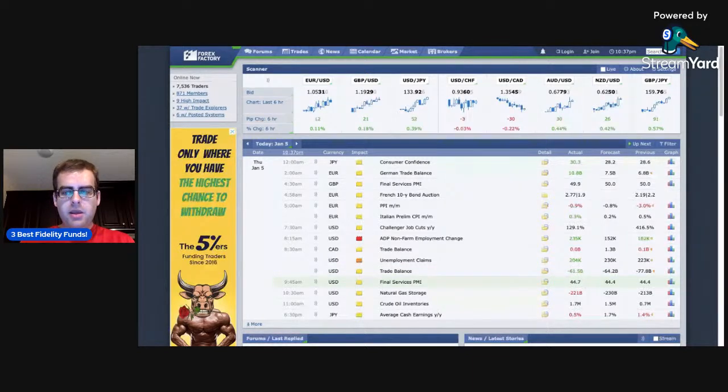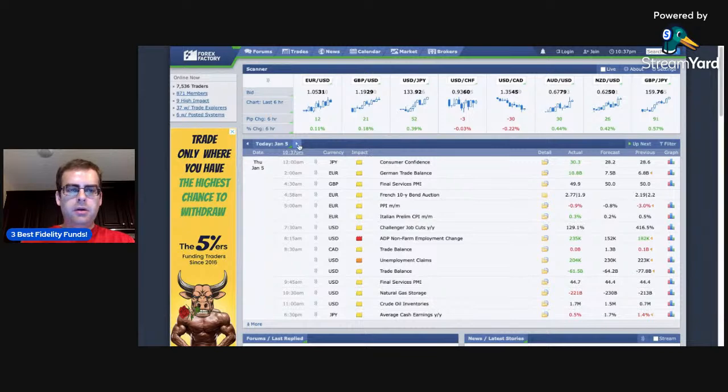Final services PMI came in a little higher than expected. Natural gas storage was a little bit less than expected, which in that case, we want that to be higher. Crude inventories was higher than expected. So that's good. That means we're building back up.